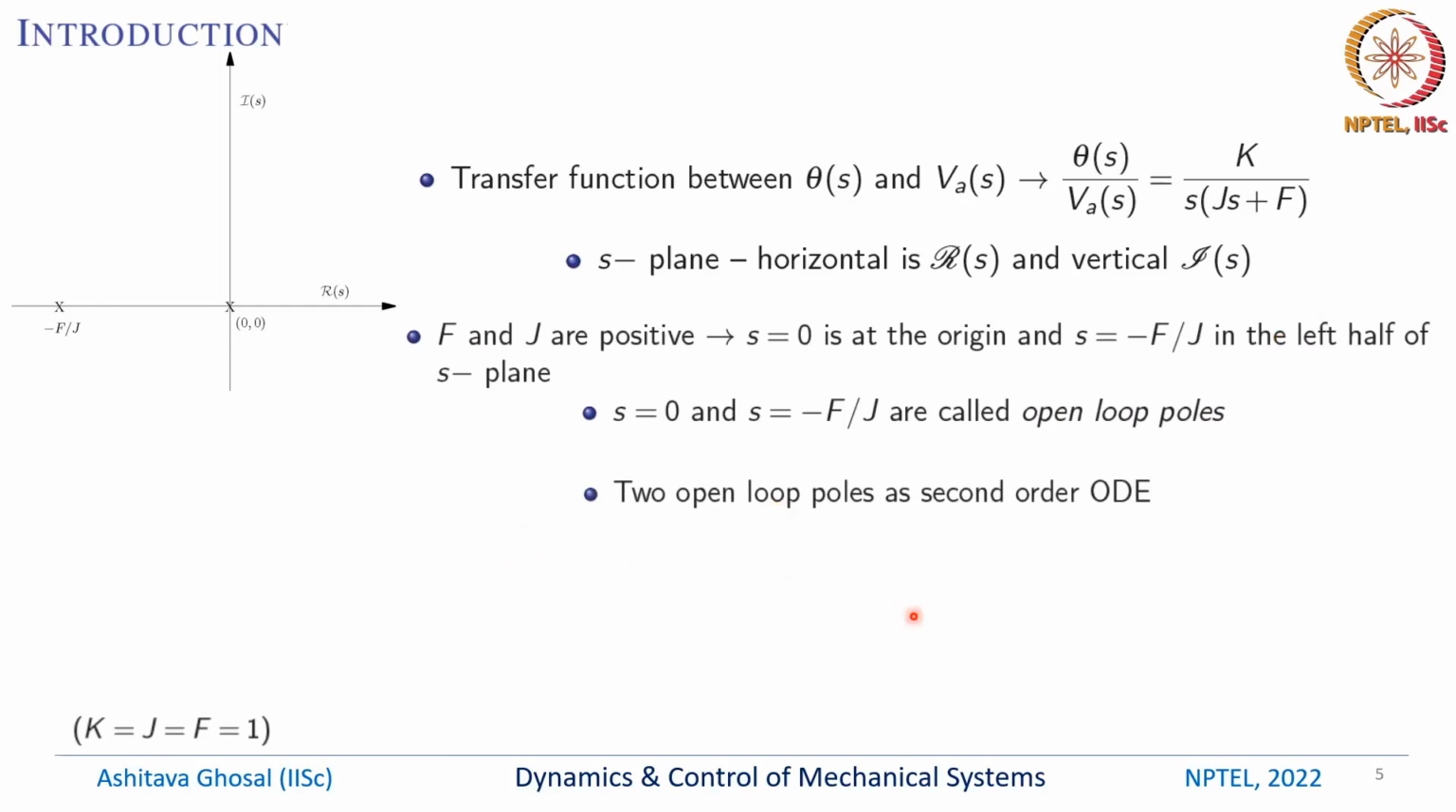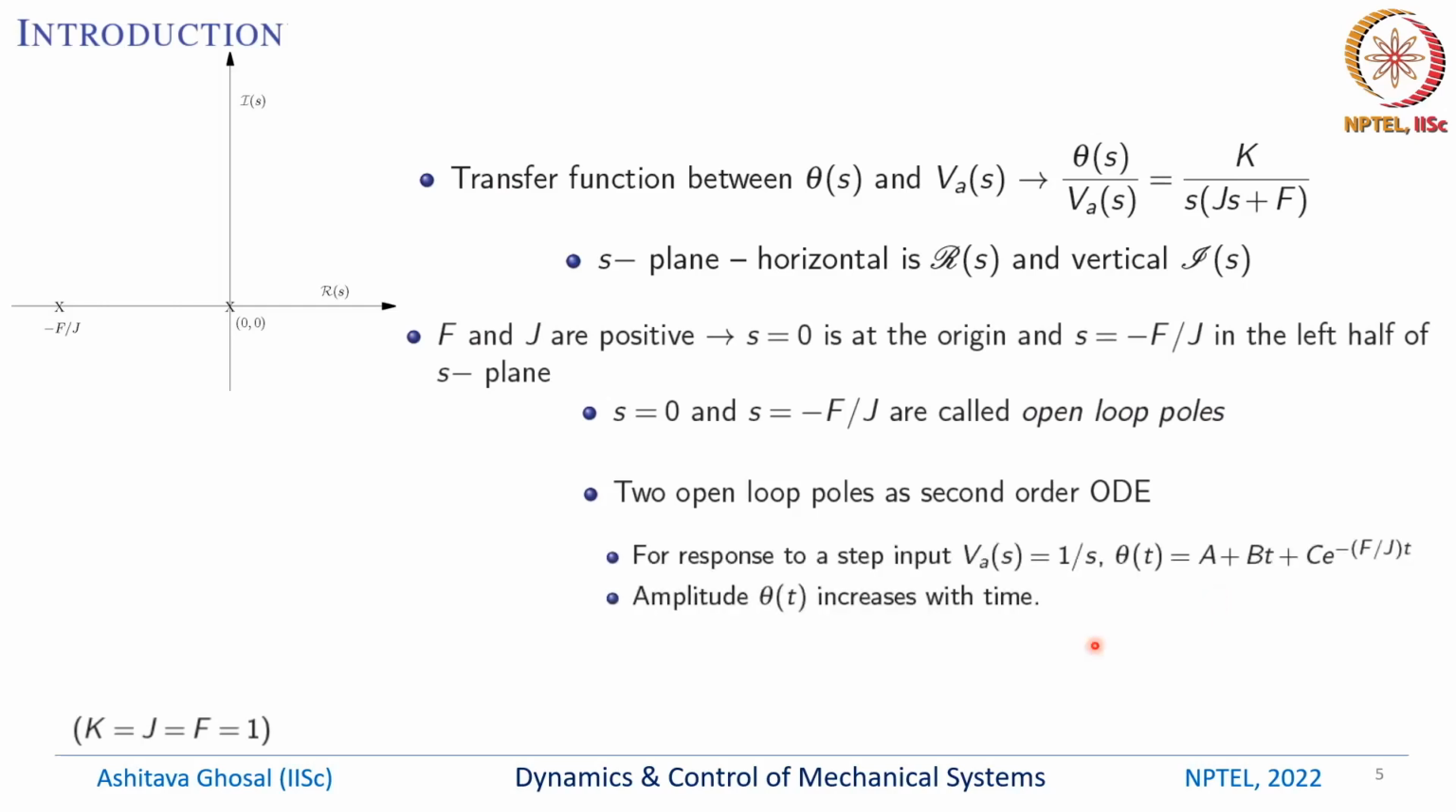If you go back and look at the original second order differential equation, if you have a second order differential equation, you will have two poles. When you convert that ordinary differential equation using Laplace transform, you will get a quadratic function, and the quadratic function will always have two roots, and they are the two open loop poles.